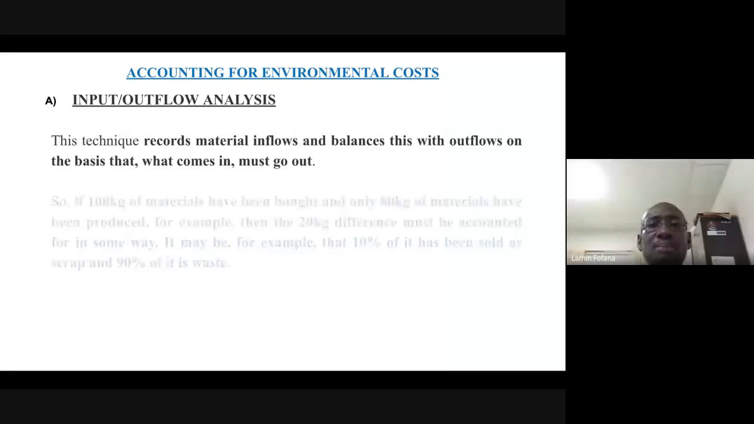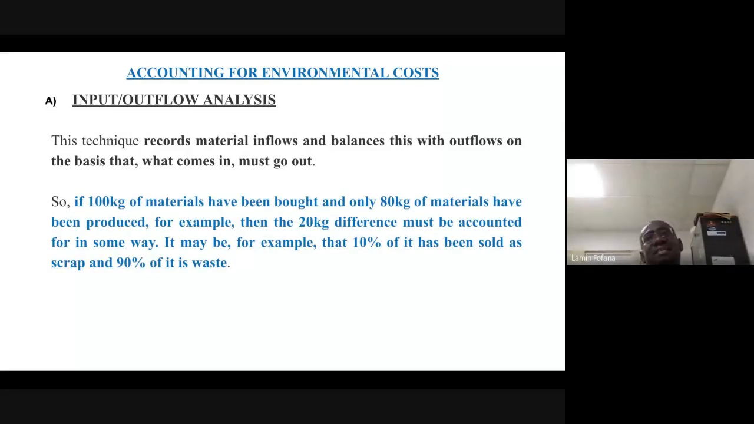That's obvious. So what the input-output method does is it analyzes what has been inputted, the output that has been generated from the input, and what remains. What remains may not only be a result of waste, but of other factors. A typical example: if you input 100 kilogram of materials into a production process, and the final product you are able to get was only 80 kilogram. Now, there's a difference of 20 kilogram, which could be accounted for differently. It may be, for example, that 10% of it has been sold as scrap and the other 90% as waste.